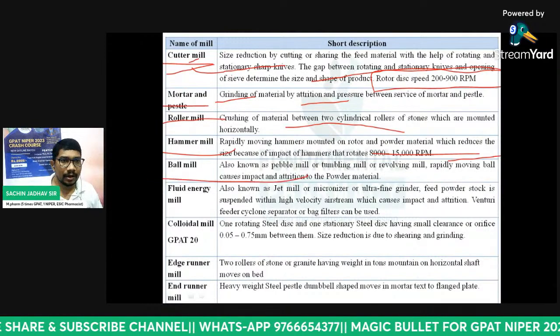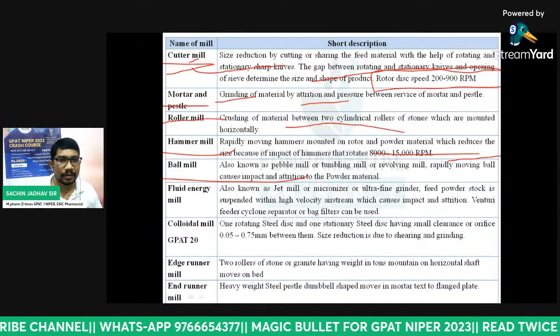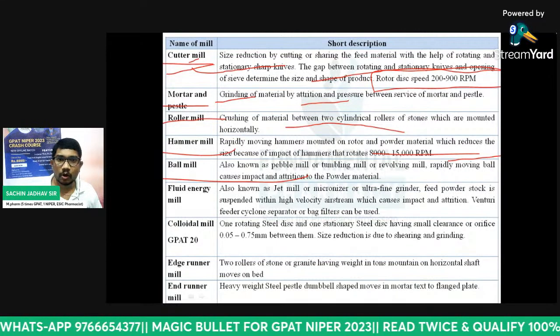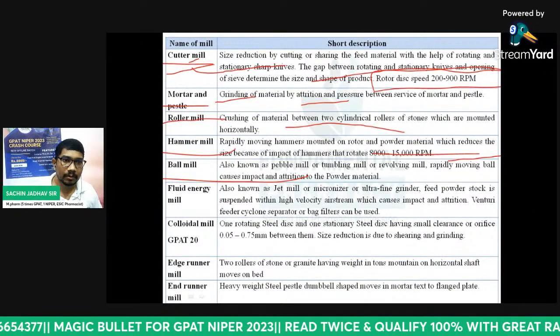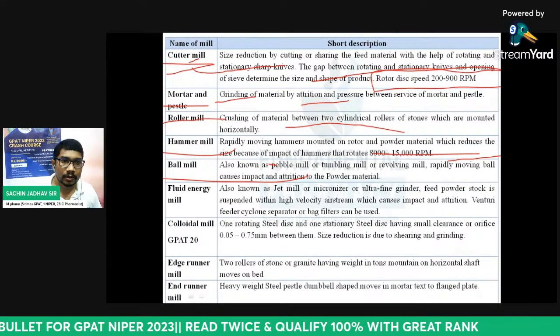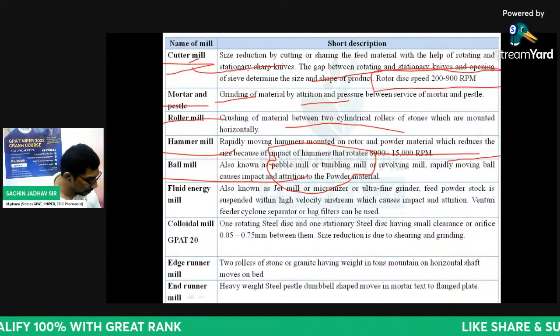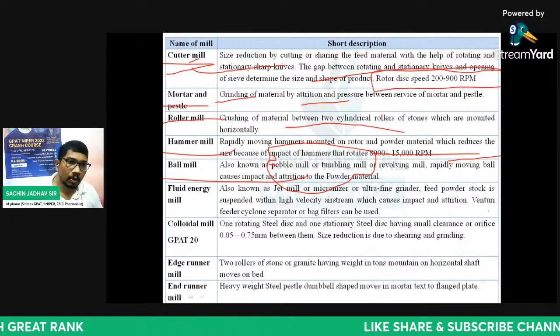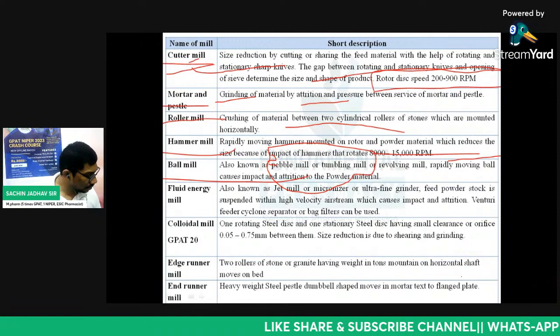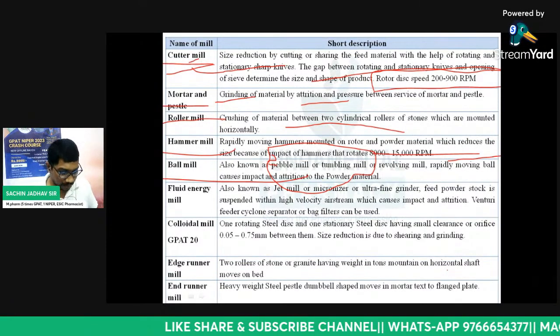Next one is a ball mill. Ball mill is also known as pebble mill. So question आ चुका है इसके ऊपर. Ball mill is also known as a pebble mill or tumbling mill. Question आ चुके हैं इसके.